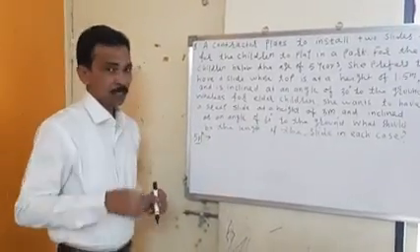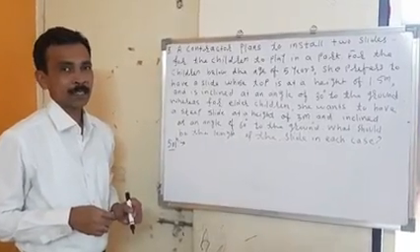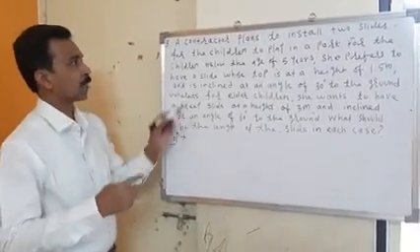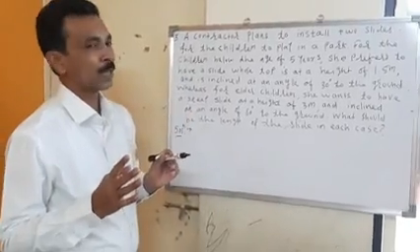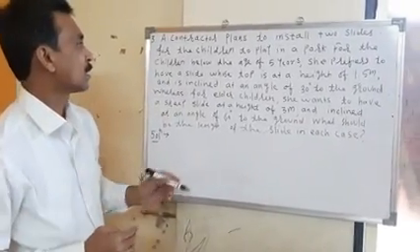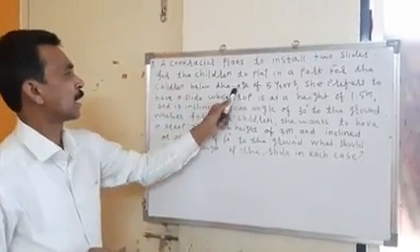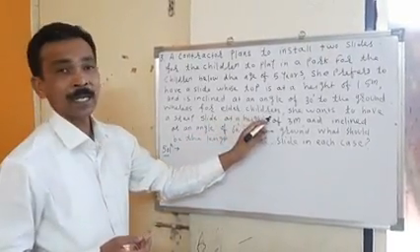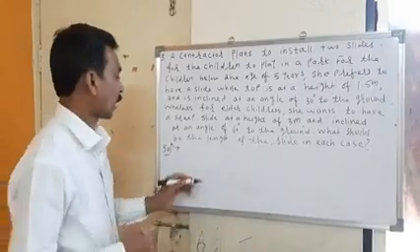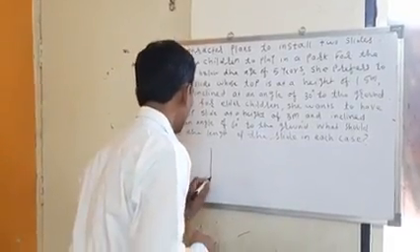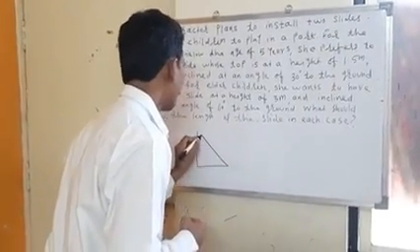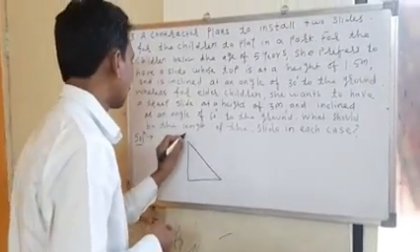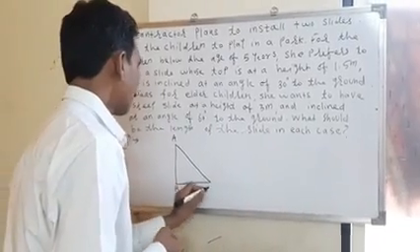It means we have to draw 2 right angled triangles. The reason is the contractor has to build 2 slides, one for the children below the age of 5 years and the other for the elder children. So we have to draw 2 right angle triangles. First I will draw, because we know without right angle triangle trigonometry cannot be imagined. I will call this as A, B and C.